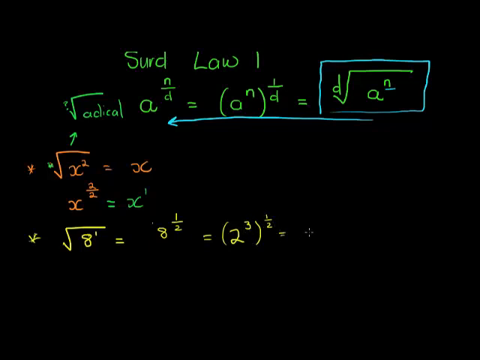Now 2 to the power of 3, to the power of a half, means it's 2 to the power of 3 over 2. And 3 over 2 is 1 and a half. So actually this is 2 to the power of 1 plus a half, which is 2 to the power of 1 times 2 to the power of a half. Now this is a very long way of doing this, but next up, 2 to the power of 1 is just 2. 2 to the power of a half means it's the square root. This is the square root of 2. So the square root of 8 can be simplified as 2 square roots of 2.